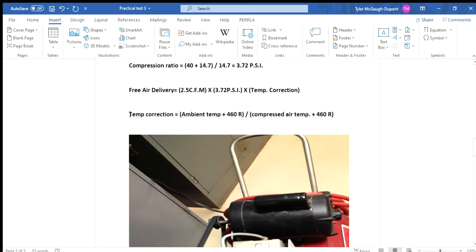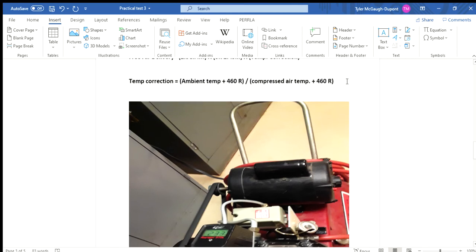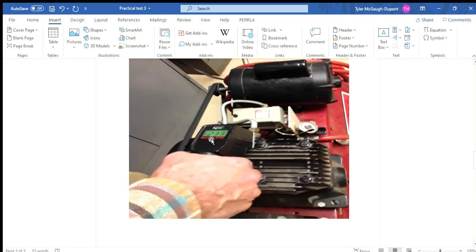The temperature correction we're using for this is our ambient temperature plus 460 Rankine, divided by compressed air temperature plus 460 Rankine. Ambient temperature is just the temperature in the room, and Rankine is just another scale used to measure temperature. 460 would be absolute zero in Fahrenheit, and it's just a constant that we add to these temperatures. We use 70 degrees for the temperature in the room, and the temperature of the compressed air is 233 degrees.